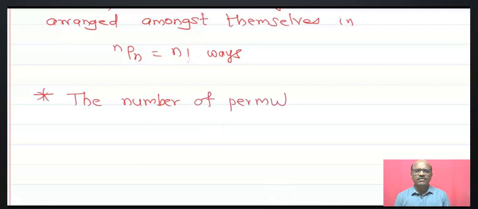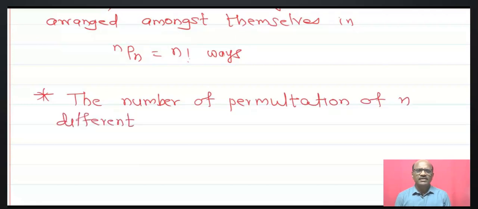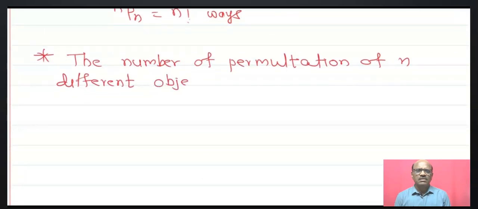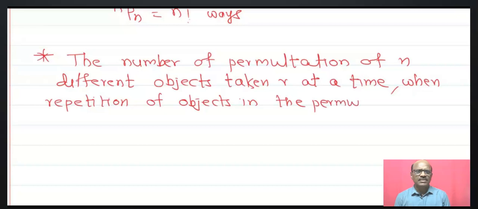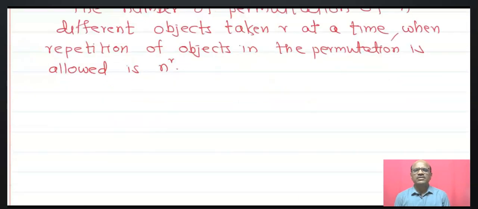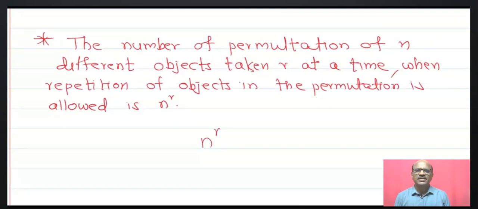The number of permutations of n different objects taken r at a time, when repetition of objects in permutation is allowed: when the repetition is allowed, then such a type of arrangement is n raised to r.